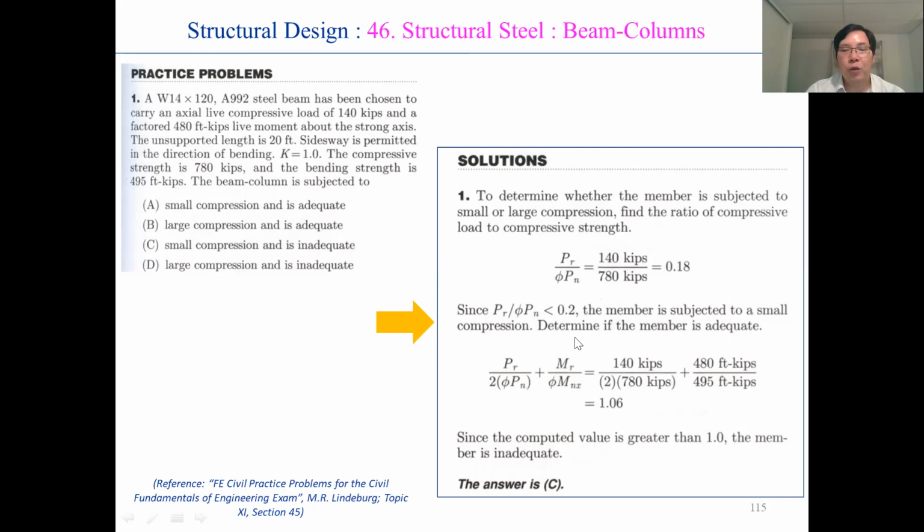So after that you need to determine if the member is adequate by this equation, and the value of this equation is equal to 1.06. Because this value is higher than 1, the member is inadequate. So when you compare the final result with the options at the beginning, you can see that the good answer is C.